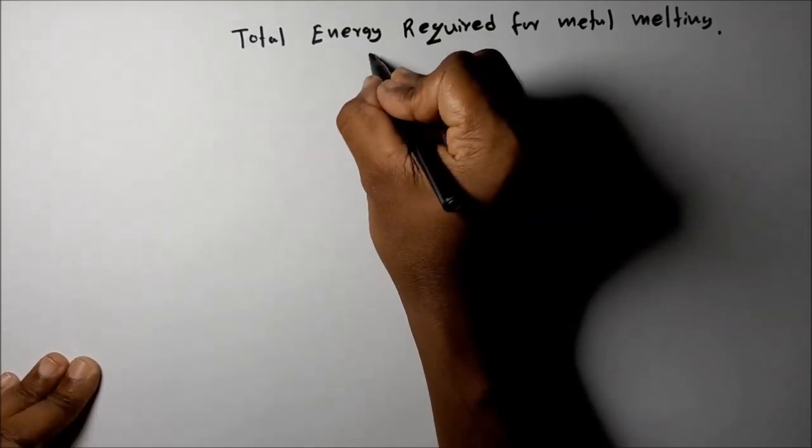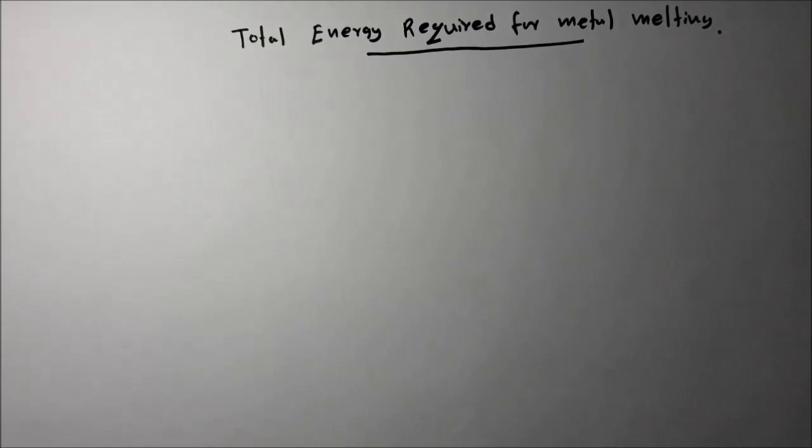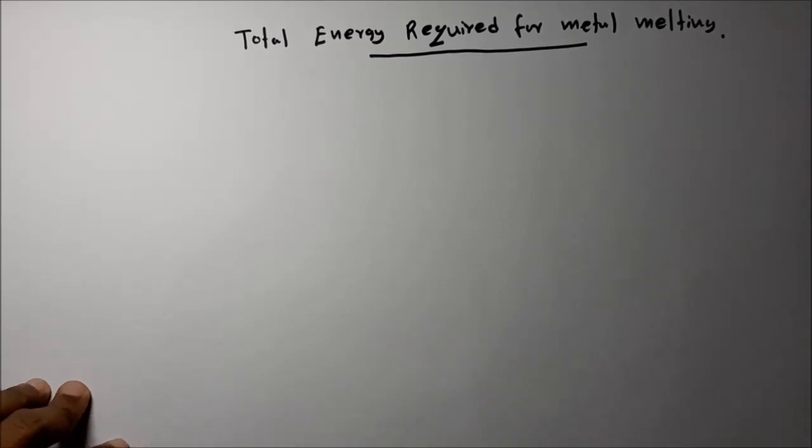Okay, then we are going to discuss another important calculation regarding this metal melting: the total energy required for metal melting. Another important calculation regarding producing the molten metal. Then let's see how to calculate this energy required to produce the molten metal. We are starting with the solid metal.